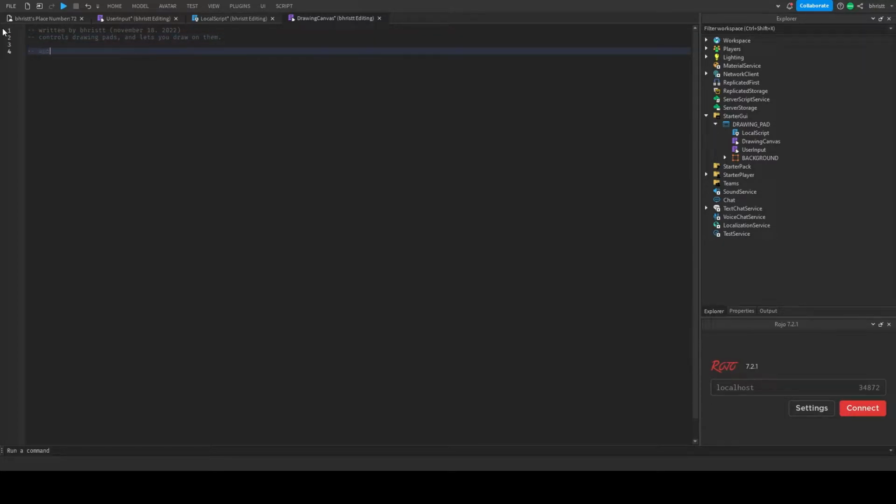Alright, let's add an API section. Oh, whoops. That needs another dash. And we're ready to start coding on this.